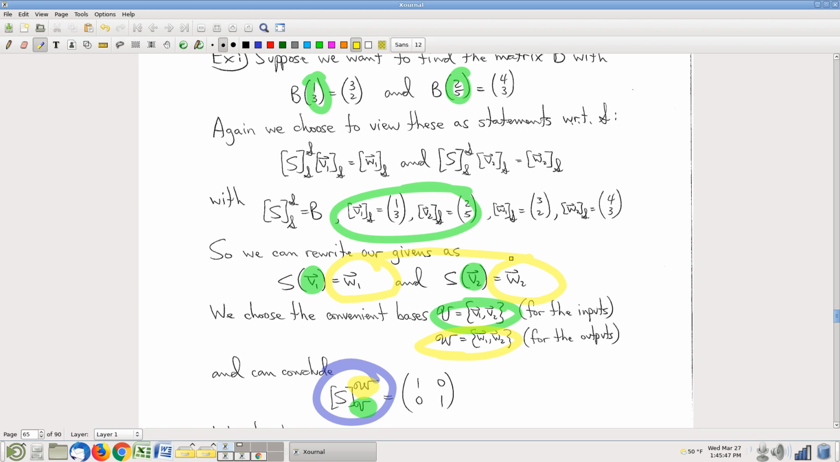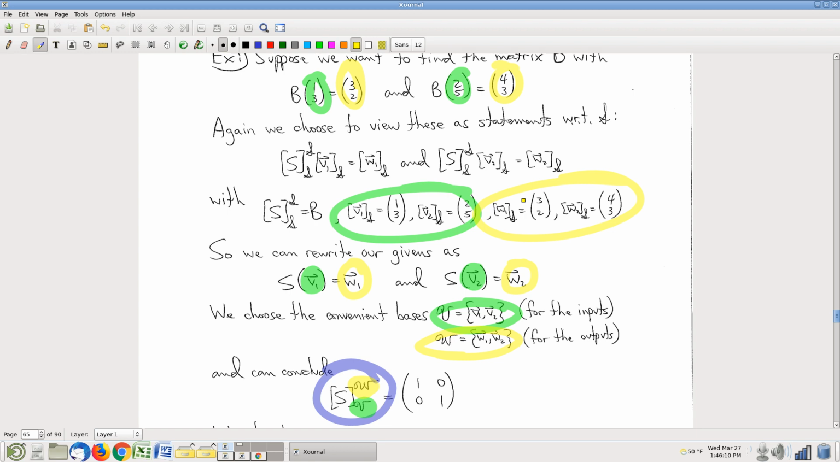Right? Well, here's the thing. These two vectors here, 3, 2, and 4, 3, that's what I'm really going to have to write in terms of whatever I choose as my W1 and my W2. So if I make them W1 and W2, then again, life is good.